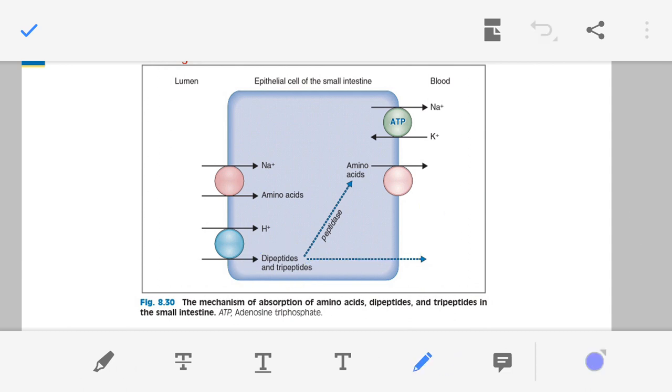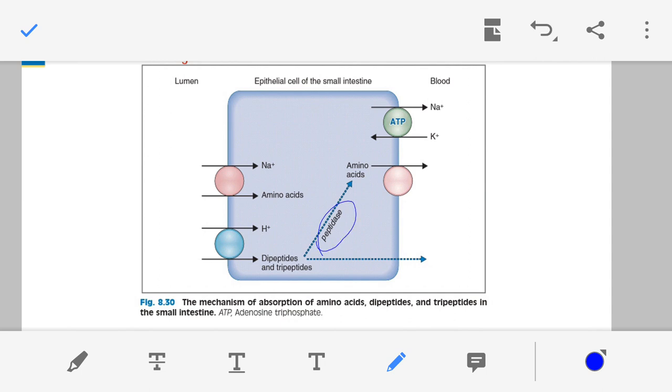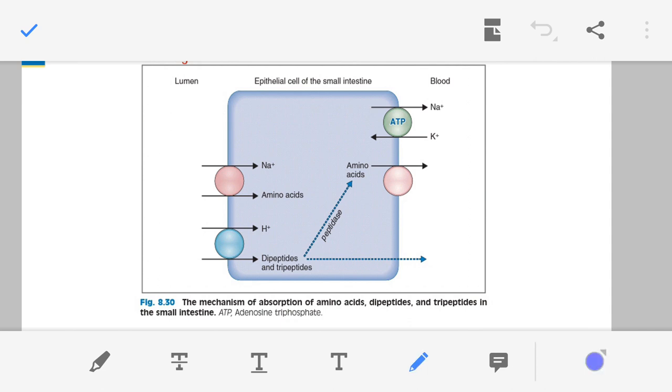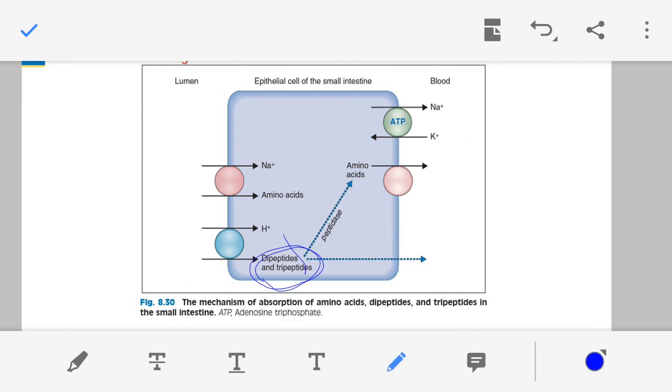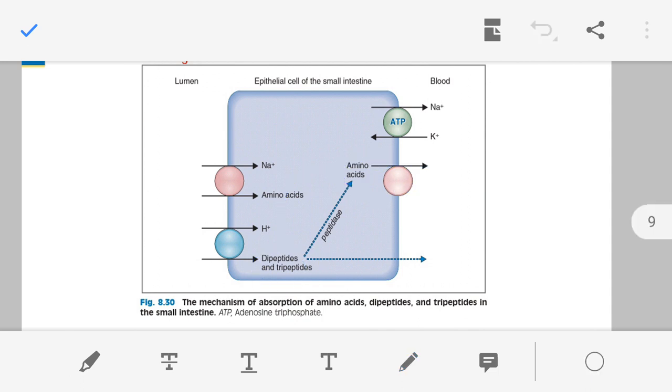Then the dipeptides or tripeptides can be further digested by peptidases, dipeptidases or tripeptidases. So from the dipeptidase or tripeptidase, amino acids are formed. This is the carrier protein, and this mechanism is the facilitated diffusion for the transportation of amino acid from the cytoplasm to the blood capillary.